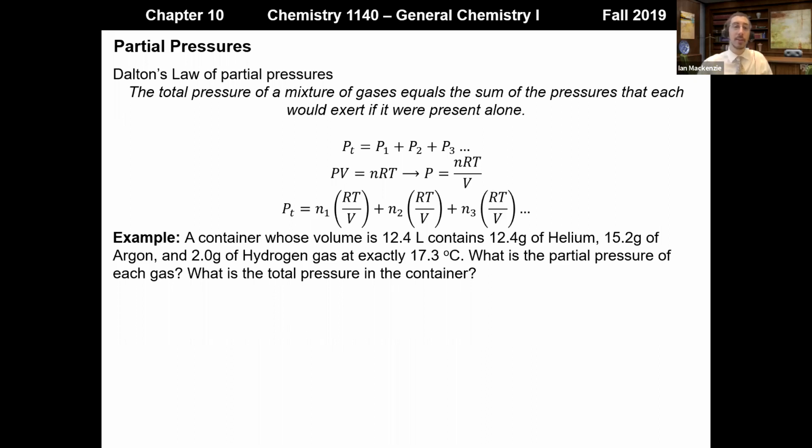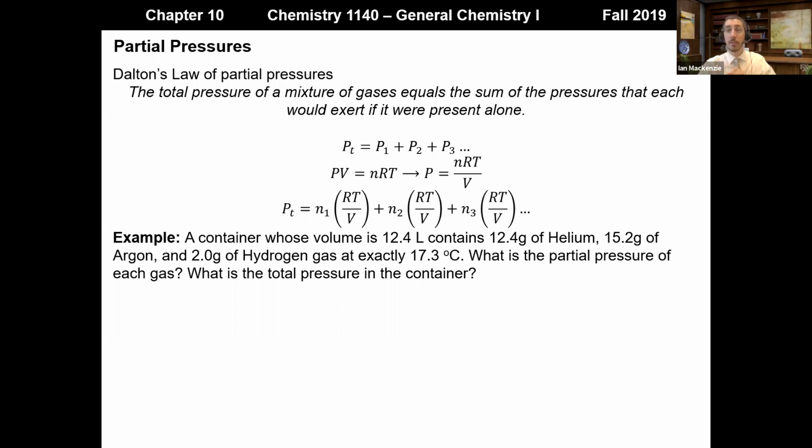So let's do an example of this. Let's say you have a container whose volume is 12.4 liters, and you've got 12.4 grams of helium, 15.2 grams of argon, and 2 grams of hydrogen gas. And the temperature for the whole system is exactly 17.3 degrees Celsius. What is the partial pressure of each gas? And what is the total pressure in the container?